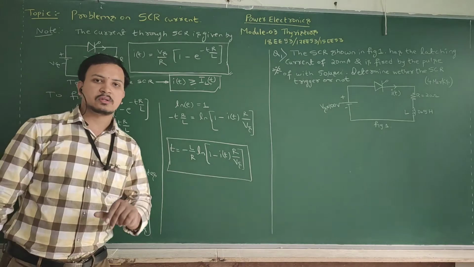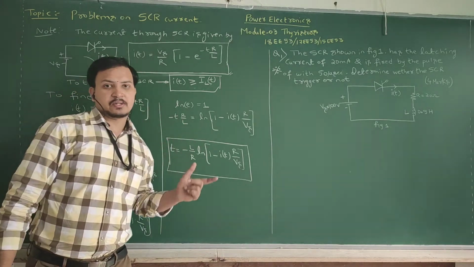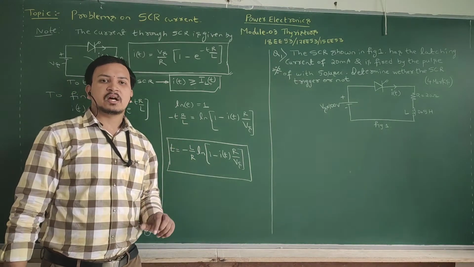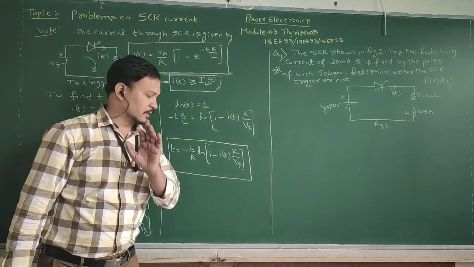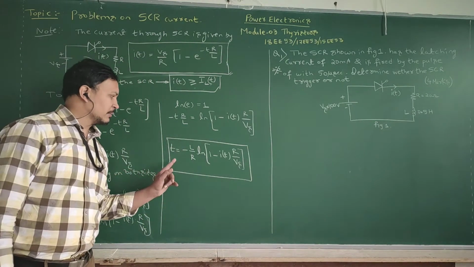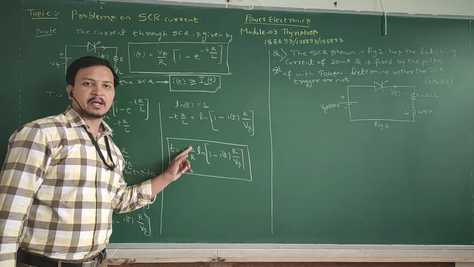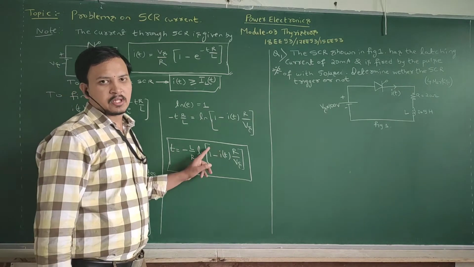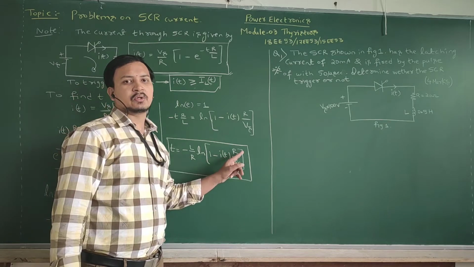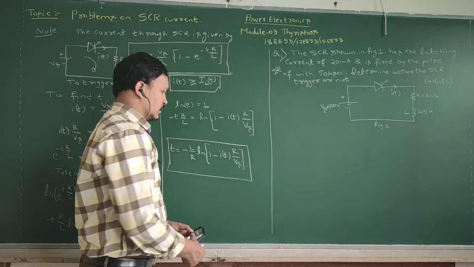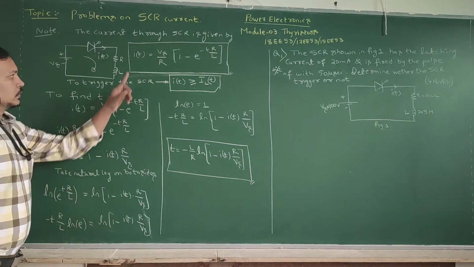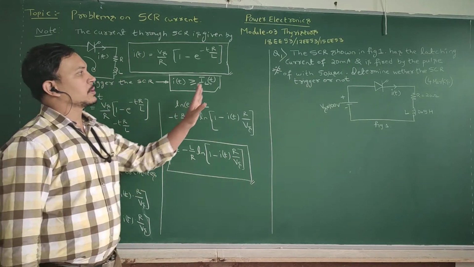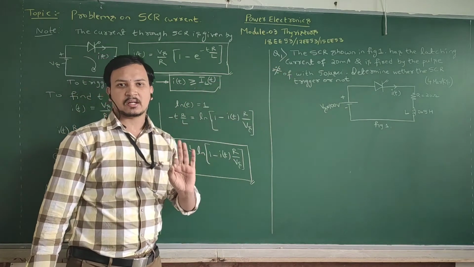When should you use this formula? In the question they will ask what time the SCR is going to trigger. For that you can remember this formula: t is equal to minus L by R ln within the bracket 1 minus I of t into r by Vs. Okay, got it? Now using these two equations we can solve any problems on SCR current.